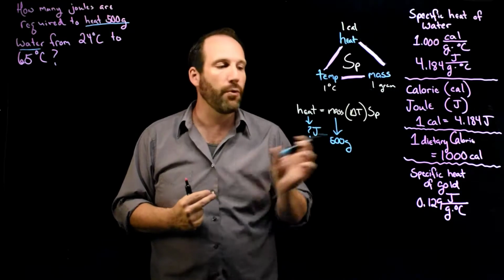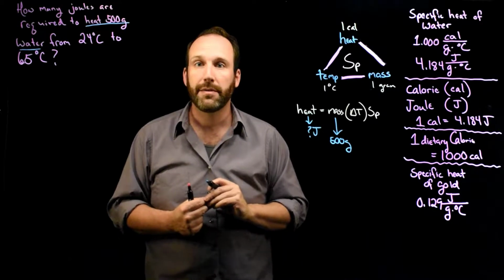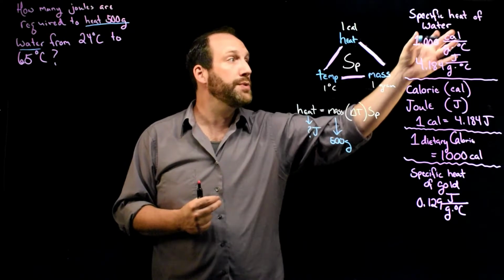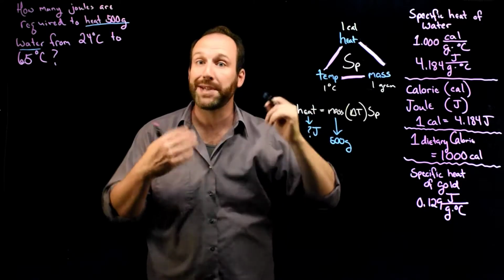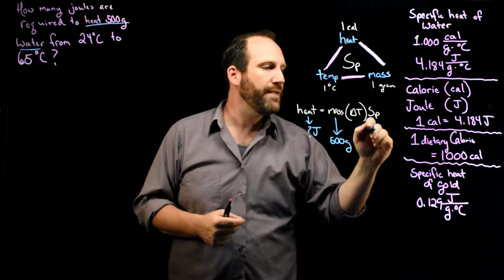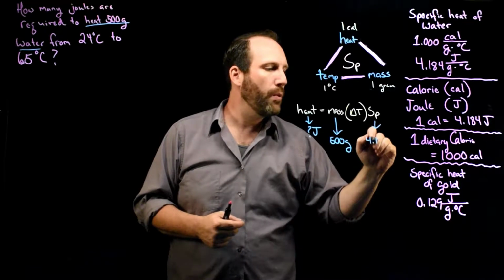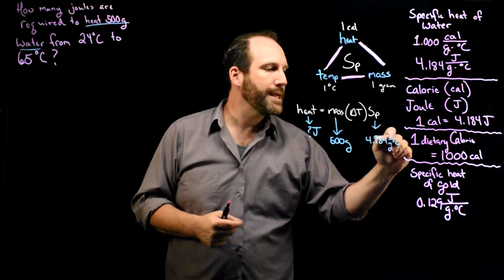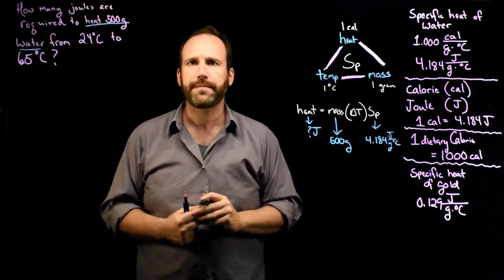What we're going to solve for is going to be in joules, right? And so if we want to solve for joules, then we want to use the specific heat that's got joules in it, right? And so specific heat here is 4.184 joules per gram per degree Celsius, okay?